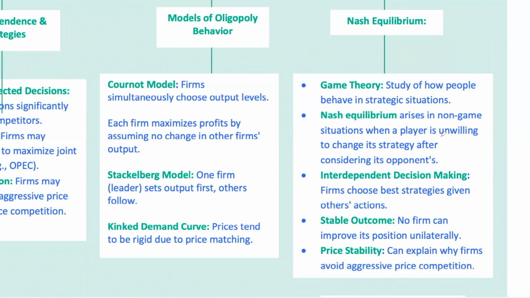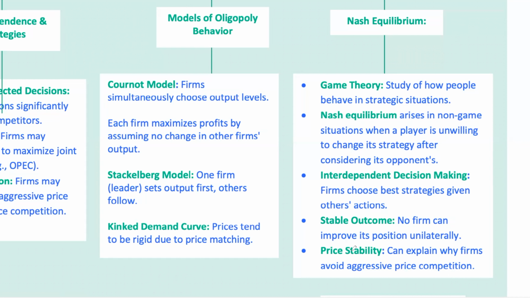Imagine two competing firms in a market. Each firm decides on its pricing and production levels based on what it believes the other will do. In Nash equilibrium, both firms have chosen strategies such that neither can benefit by changing its own strategy while the other firm's strategy remains unchanged.